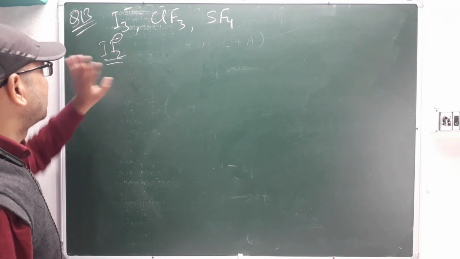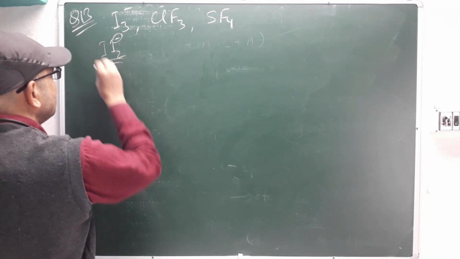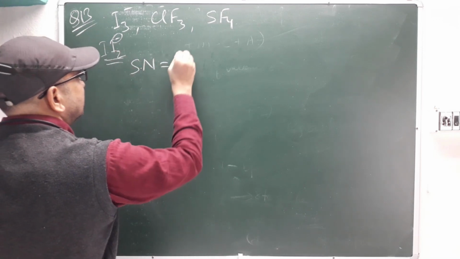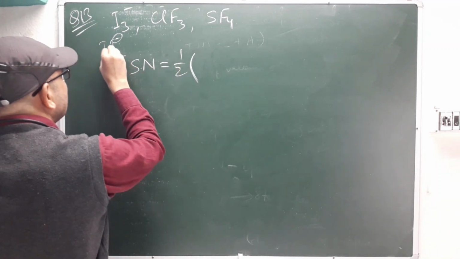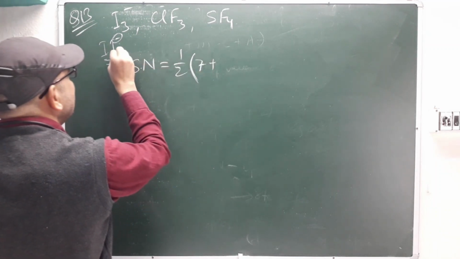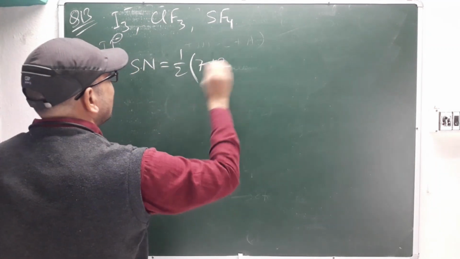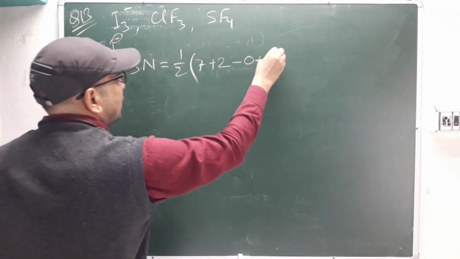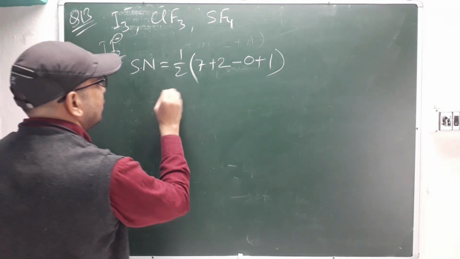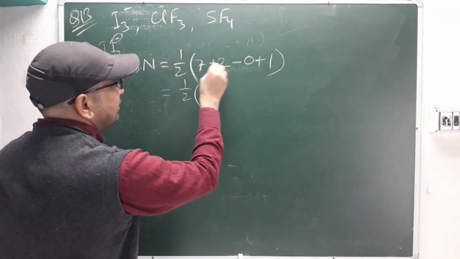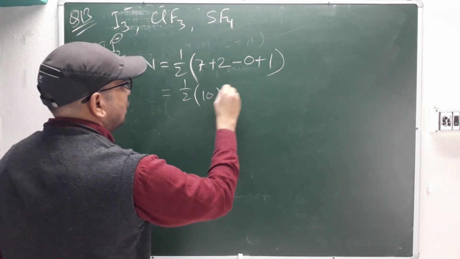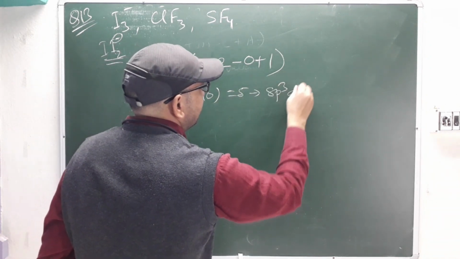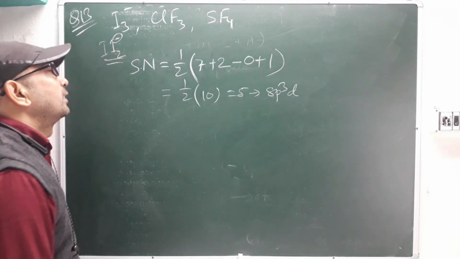So I2 minus. Now you can calculate it. Steric number will be 1/2. How many valence electrons for iodine? It will be 7. Plus how many monovalent atoms are there? 2. Minus how many cations are there? 0. How many anions are there? 1. So likewise you have to put it. Now you see it: 1/2, then 7 plus 2 is 9, and 1 makes 10. So how much is it coming? 5, and 5 means sp3d.